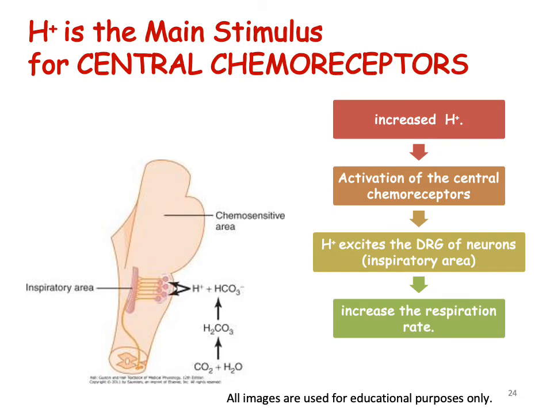So basically, the main stimulus for peripheral and central chemoreceptors is the partial pressure of carbon dioxide and also the hydrogen ion concentration.